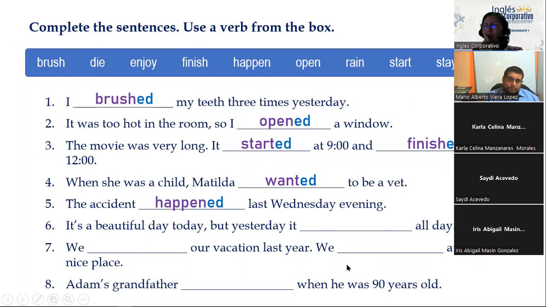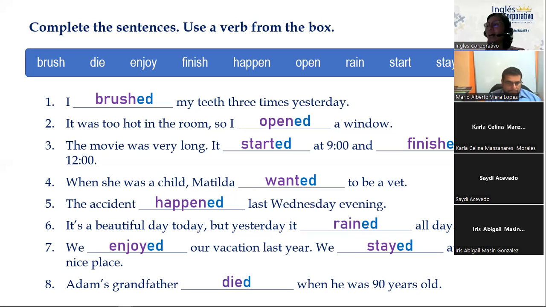So it's a beautiful day today, but yesterday, right? It rained all day. We enjoyed our vacation last year. So we stayed at a very nice place. Adam's grandfather died when he was 90 years old. How's that, right? He died when he was 90 years old.